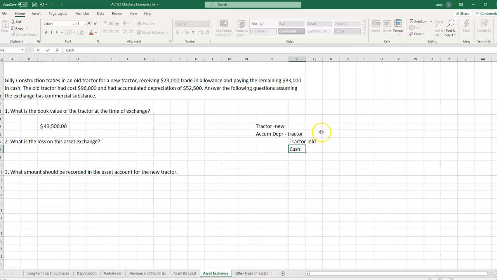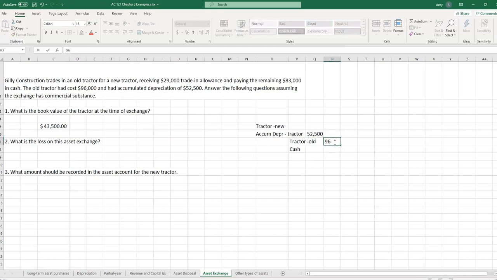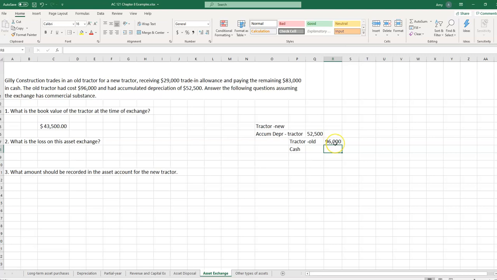So we have accumulated depreciation on the tractor of $52,500. We had historic cost of $96,000, and we paid cash out of $83,000. So now we need to calculate what is the value of the new tractor and whether or not we had a gain or a loss on this transaction. So I'm going to assume that we had a loss because it didn't ask us if we had a loss or a gain. So loss on sale.